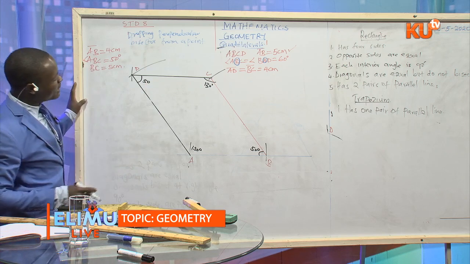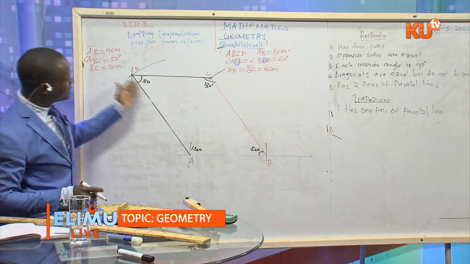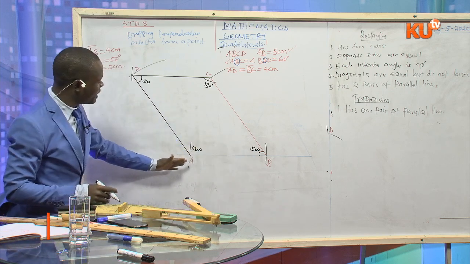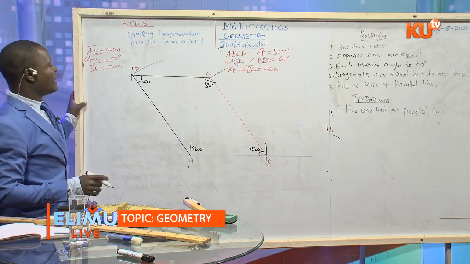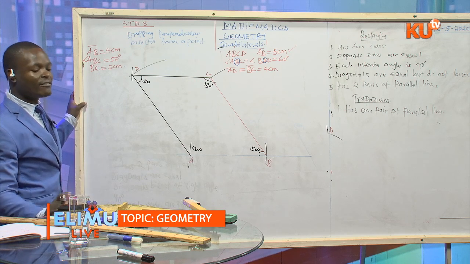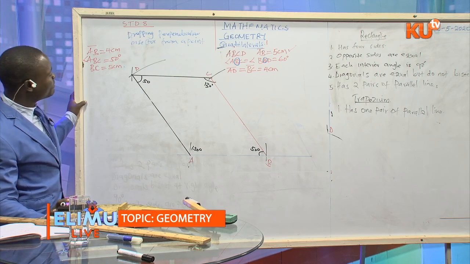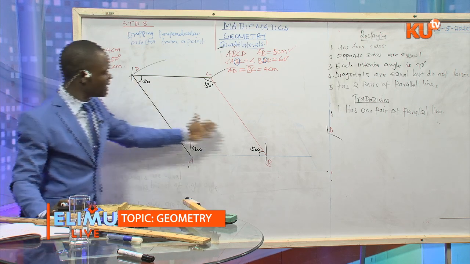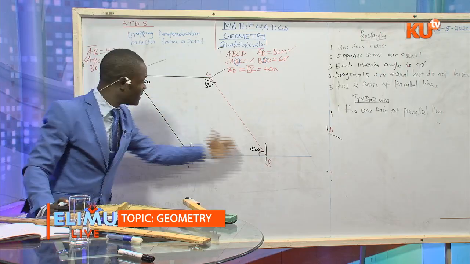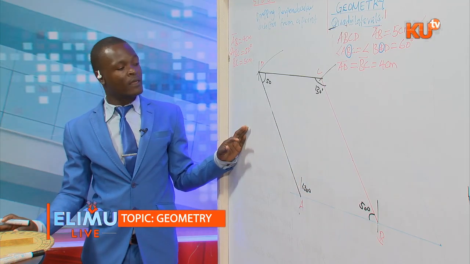Now, most of the questions that you can be asked are: join diagonal DB and also diagonal AC, and then find half the longer diagonal. So if you're asked to find half the longer diagonal, then you're supposed to measure the diagonal itself. In this case, this one is the longer one, DB. After measuring DB, then you divide by 2.